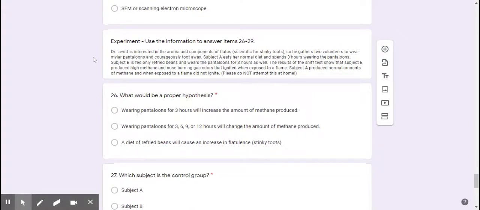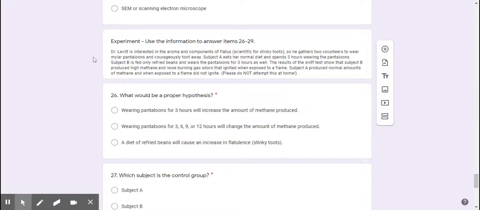Experiment. Use the information to answer items 26 through 29. Dr. Levitt is interested in the aroma and components of flatus, a scientific term for stinky toots. So he gathers 2 volunteers to wear mylar pantaloons and courageously toots away. Subject A eats her normal diet and spends 3 hours wearing the pantaloons. Subject B is fed only refried beans and wears the pantaloons for 3 hours as well.